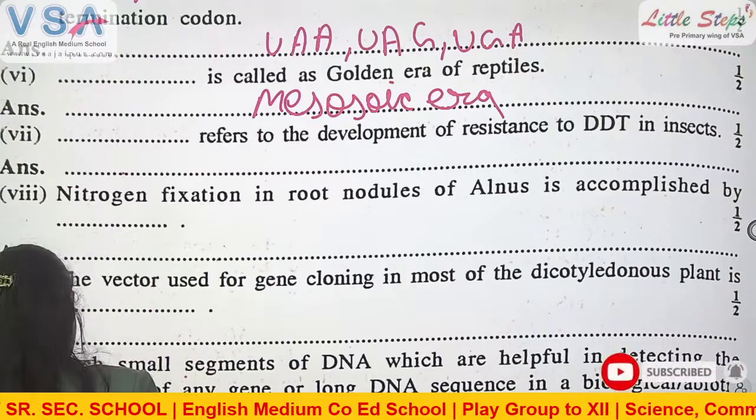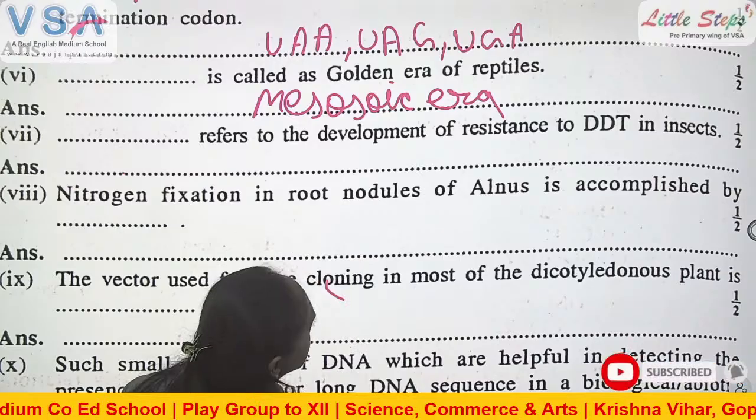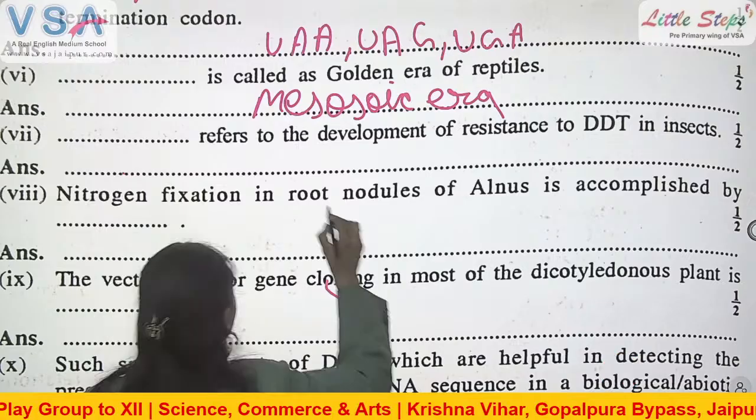Next is, refers to the development in insects. This is the directional natural selection in insects. This is the directional natural selection.